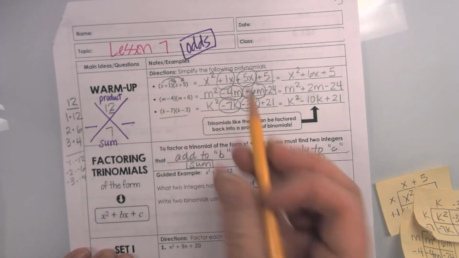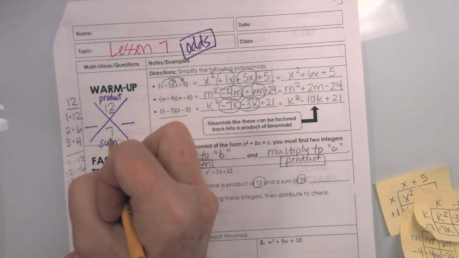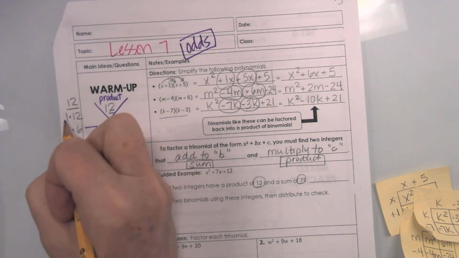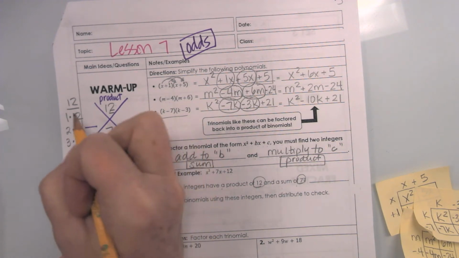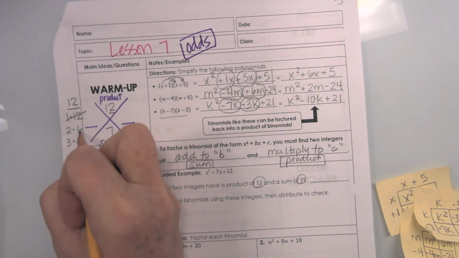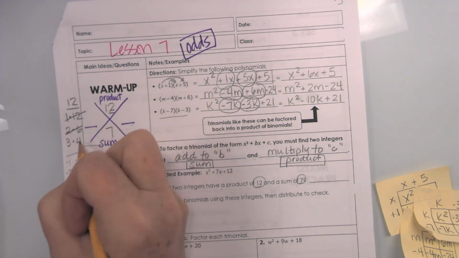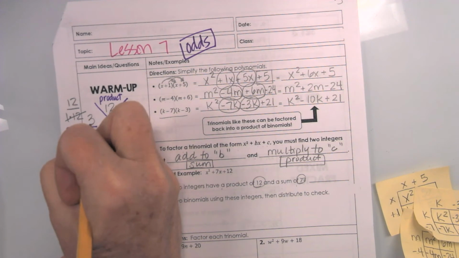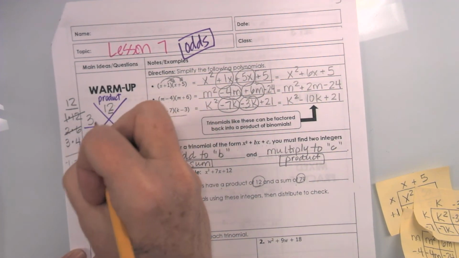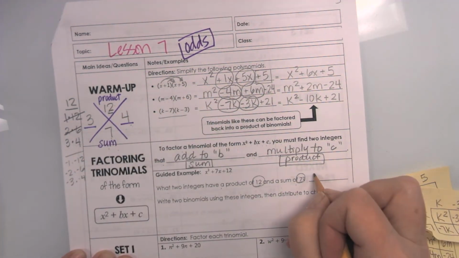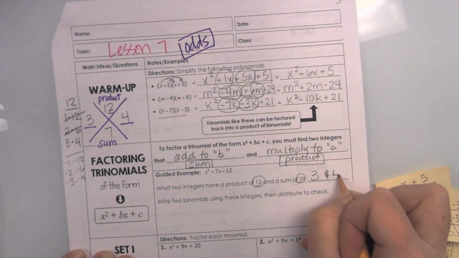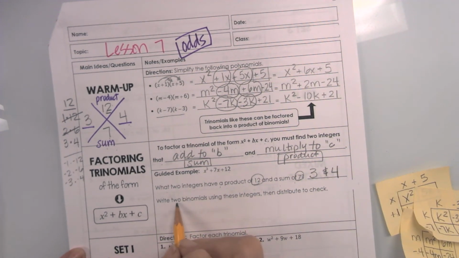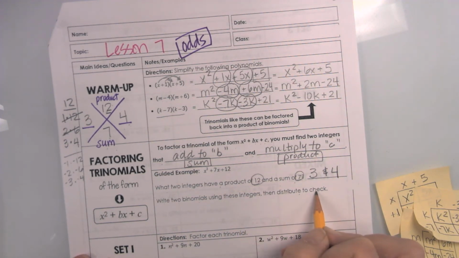Now, my second step is to find out which of these two terms equals 7. Well, 1 plus 12 is 13, so that doesn't work. 2 plus 6 is 8, so that doesn't work. But 3 plus 4 is 7. So that means my two integers are 3 and 4. So now I write two binomials using these integers, then distribute to check.